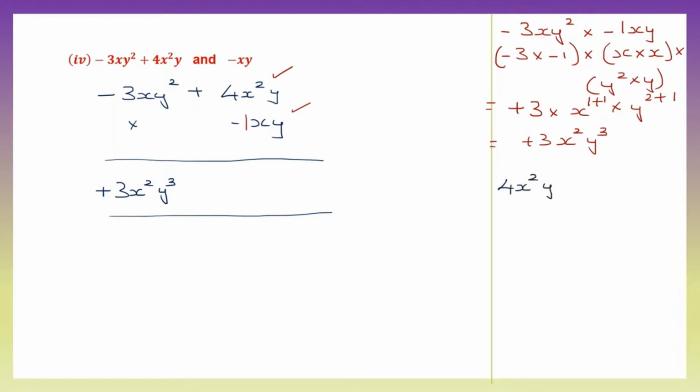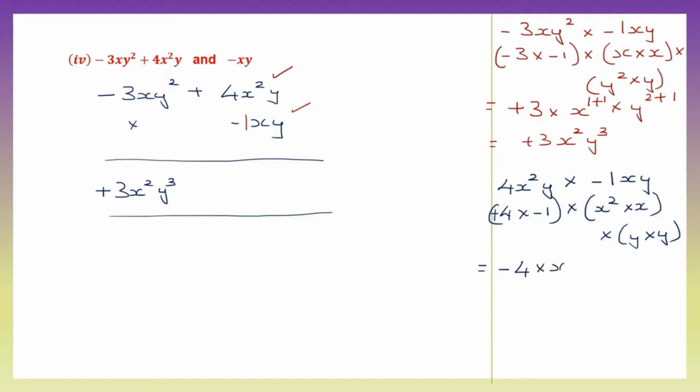4x square y into minus 1xy. So let's take the numbers 4 into minus 1. Then let's take the x. We have x square into x and the y's into y into y. So let's multiply this. Minus into plus is minus. 4 ones are 4 into x to the power of 2 plus 1 into y to the power of 1 plus 1. So that becomes minus 4 x to the power of 3 and y to the power of 2. So we have minus 4x cubed y square.